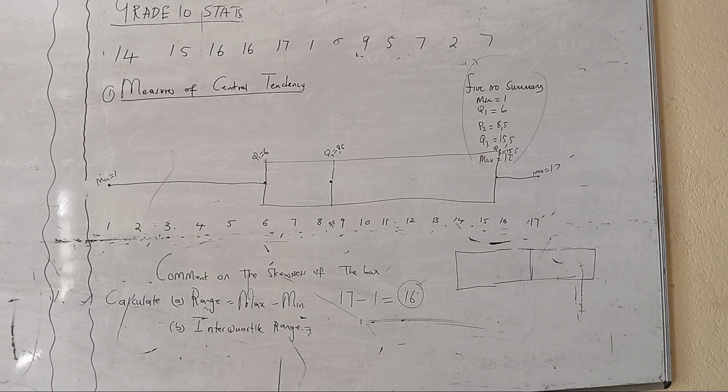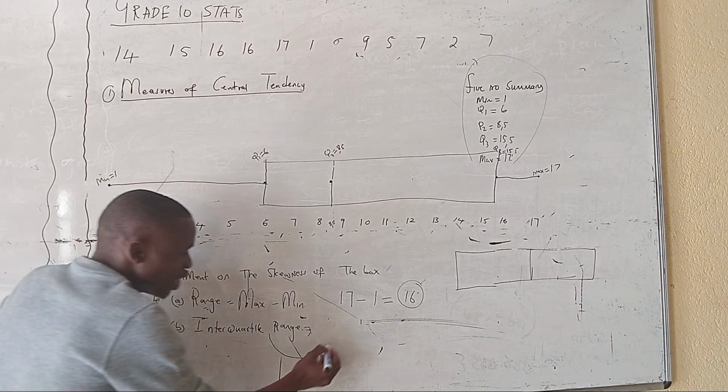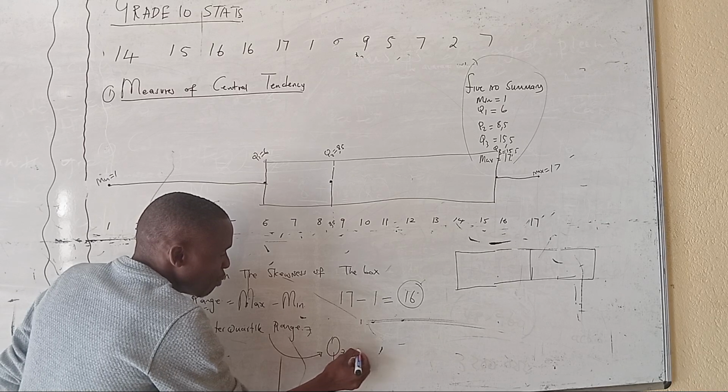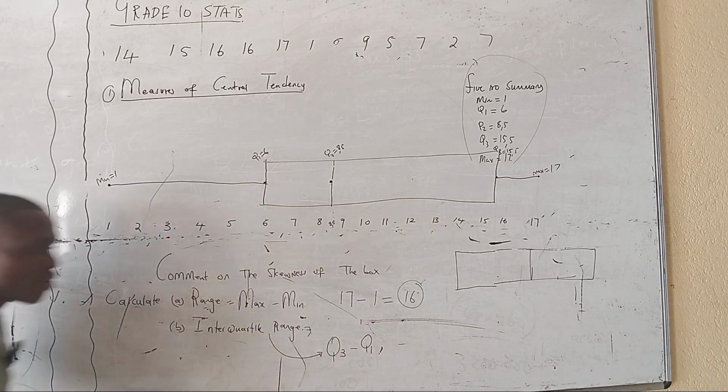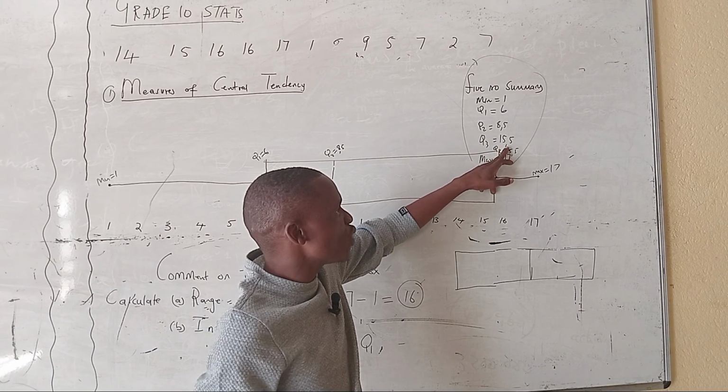What about the interquartile range? How do we find the interquartile range? For the interquartile range, you say Q3 minus Q1. This is the formula for calculating the interquartile range: Q3 minus Q1. What is Q3? Q3 is the upper quartile, which is how much? We said Q3 is 15,5.